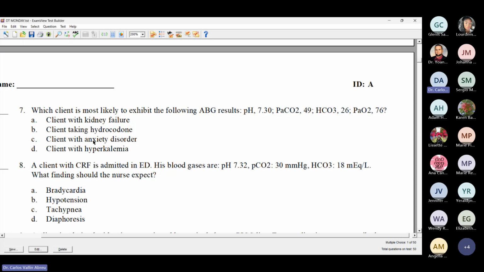This is not an alkalosis, this is an acidosis. And clients with hyperkalemia do not necessarily develop respiratory acidosis. At least it's not the most common, okay? The most common with hyperkalemia is cardiac dysrhythmia. So definitively, the client that has this acid-base imbalance is a client overdosed with hydrocodone, with respiratory depression. For that reason, the CO2 is elevated, the oxygen is low, and the pH is acid.